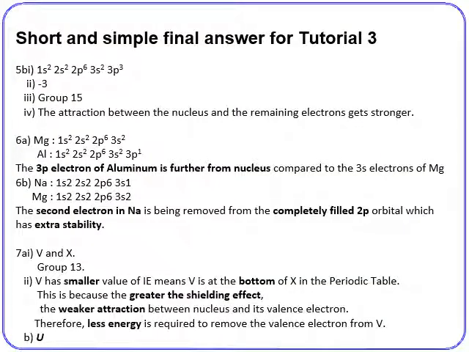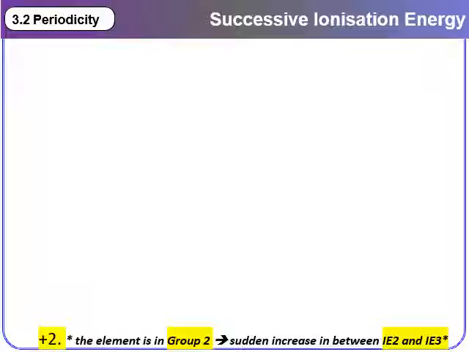Thank you for staying with me until here. So now we are ending the subtopic of ionization energy. I will show you the short and simple final answers for tutorial chapter 3, question 5, question 6, and also question 7. In the next video, we are going to discuss electronegativity and also acid-base oxide character. Thank you.